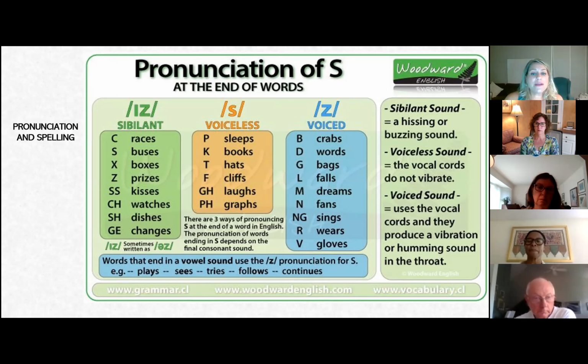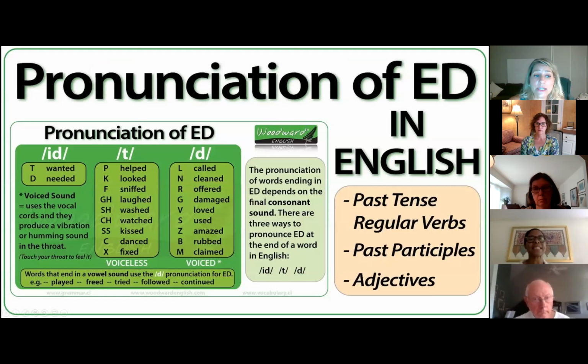So this is all about convenience with pronunciation. It just is what it has to be in order to conveniently say the word. Okay? So that's how that one works. Your ED, these are your rules for ED. If the word ends in T or D, then you have an extra syllable. There's your ed, okay? So wanted, needed.